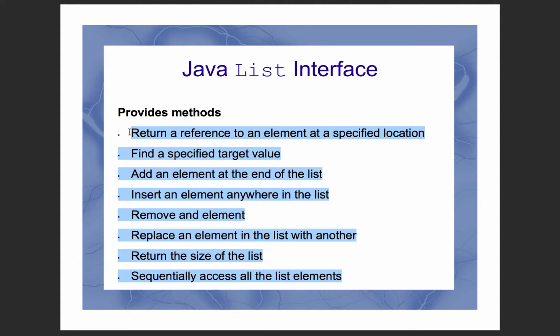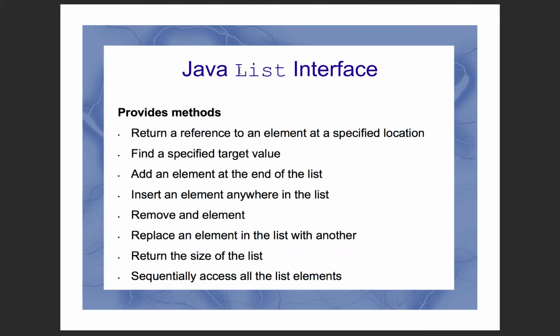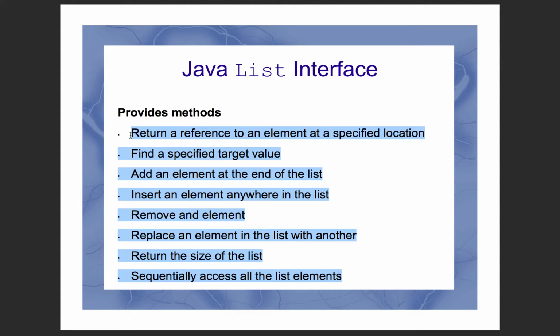So if you create any class that implements this list interface, then you probably have these kinds of methods. These are the methods that come from a list interface, and you can override them. Since an interface doesn't have implementation, you have to implement these things if you implement the list interface.